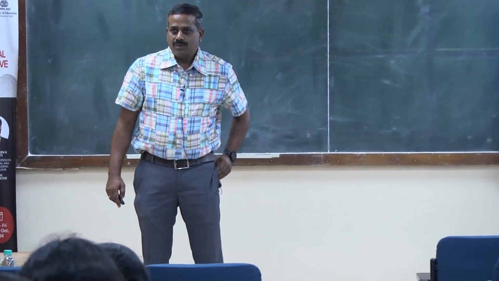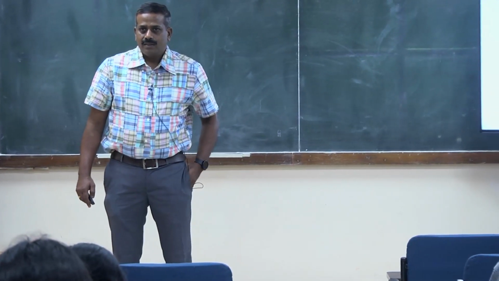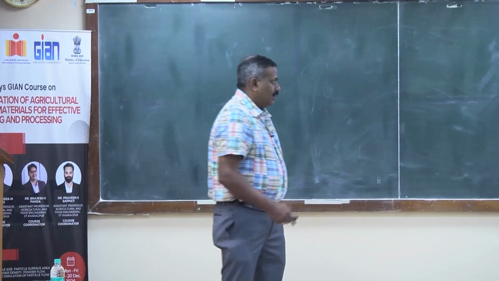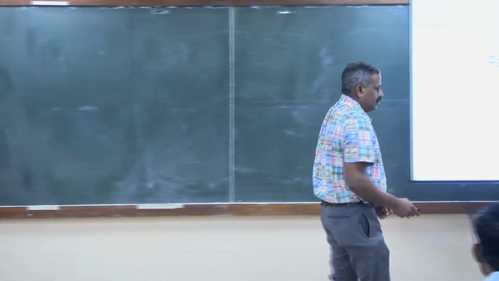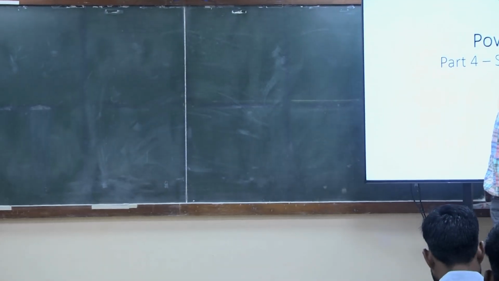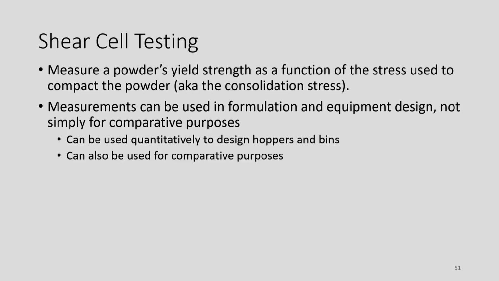Anyone have used a shear cell or seen a shear cell shearing device? No. Okay, so we measure the powder's yield strength. Yield strength means how much strength it takes to move one layer of powder over the other layer of powder. So that's the yield strength, yielding, moving.